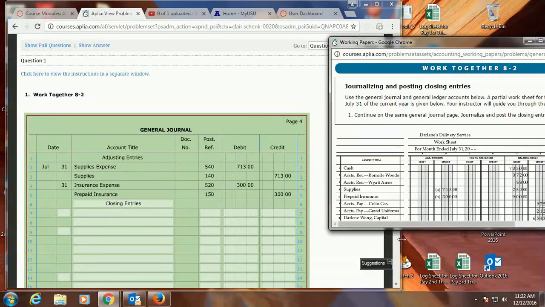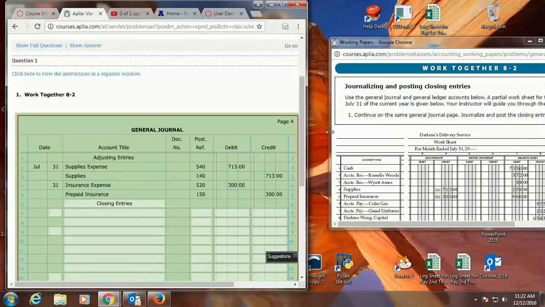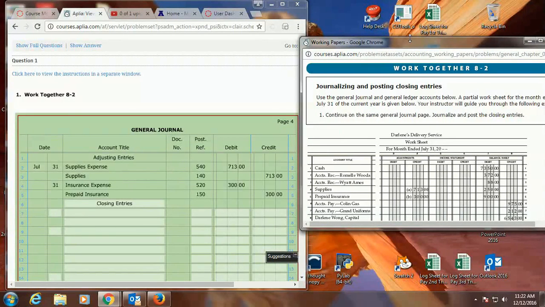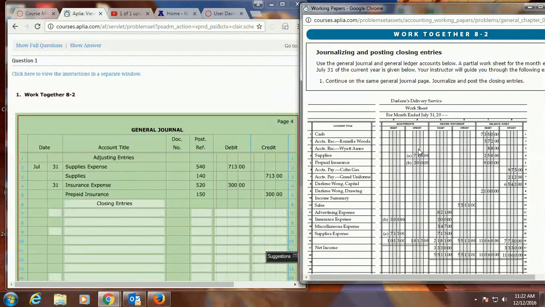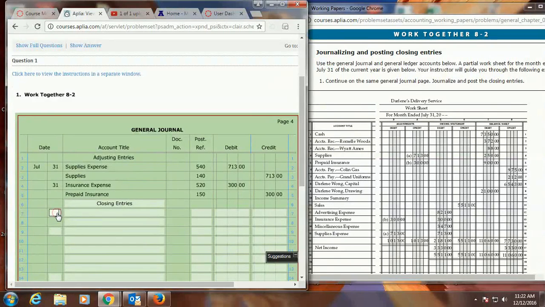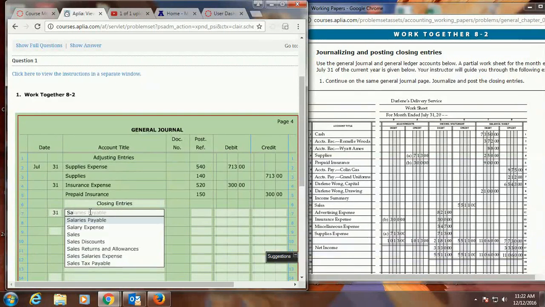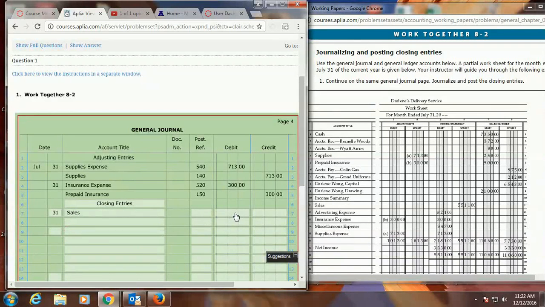So I'm going to shrink this so we can see them side by side. And this is all the temporary accounts on the income statement column, debit and credit column. So we're going to start with sales. We have a balance in our sales account of $5,511. And so on the 31st, we're going to take a debit to sales, and we're going to close this account, which means we're going to make it have a zero balance. That way when we start the next fiscal period, we're ready for it.